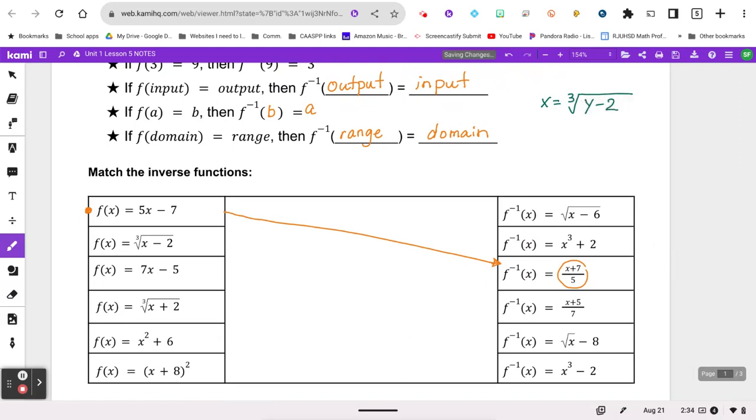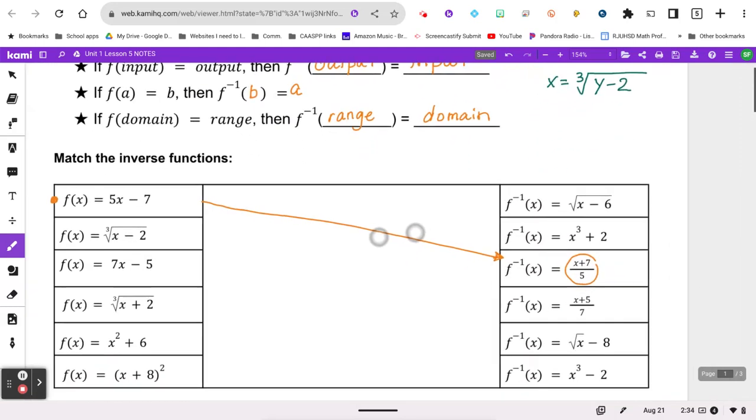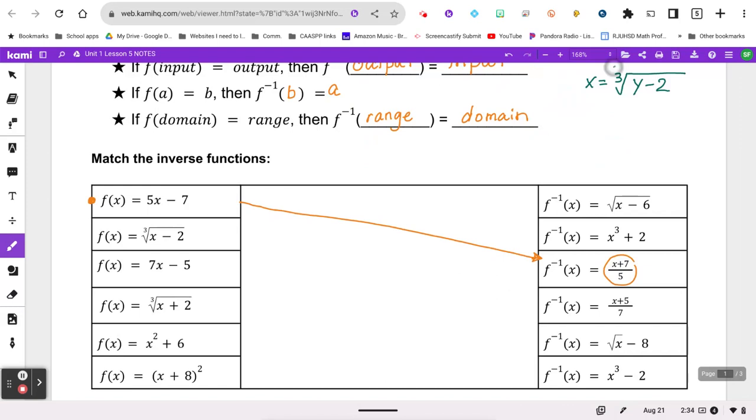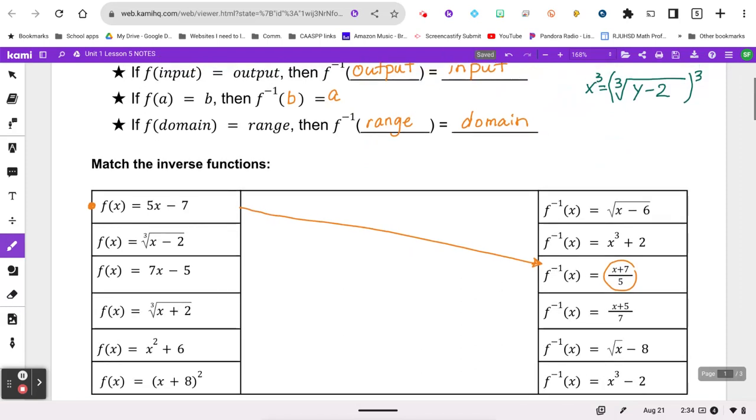So to get rid of a cubed root, what we're going to do is we're going to cube each side. Instead of taking the square root, we're going to cube each side. That gets rid of those roots, those radicals. So we're going to get x cubed equals y minus 2. We're going to add 2 to both sides, and we can see our inverse. It's going to be x cubed plus 2. So we have this one to this one. It's going straight across.